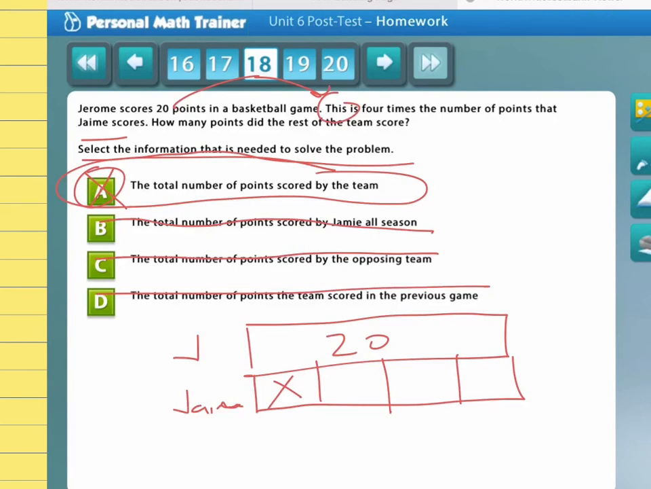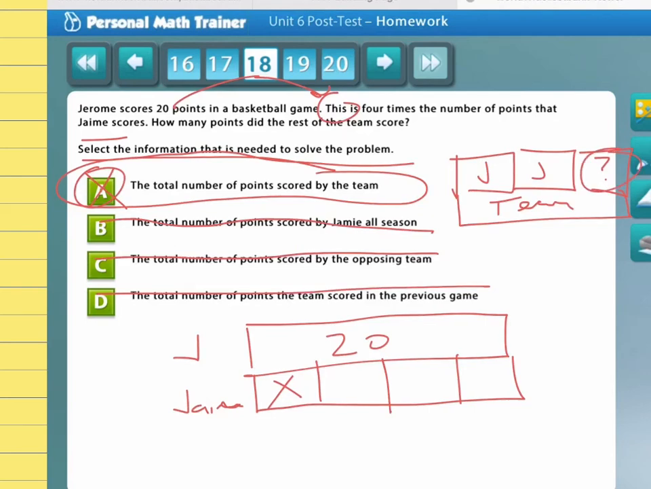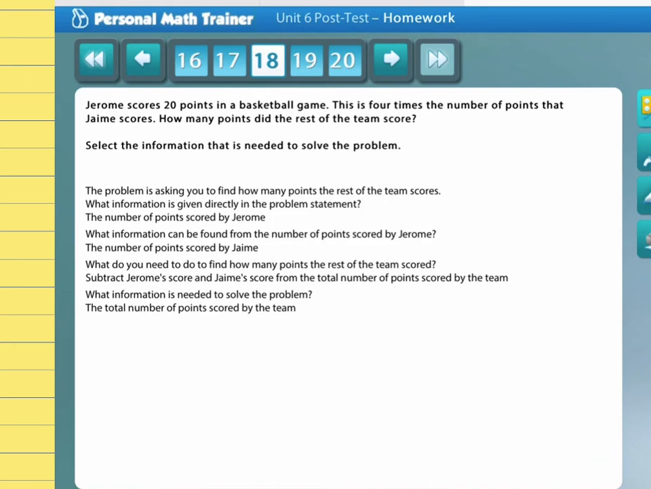That way we could compare. We could do Jamie's points. We could do Jerome's points. And then we would not know this amount because the total would be the team score. So what we need to know is how much the team scored altogether. Here is Think Central's explanation. Pause the video and read this, and you will see that you need to know the total number of points the team scored in order to figure this out.